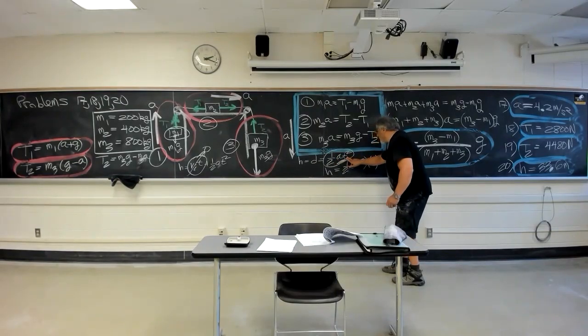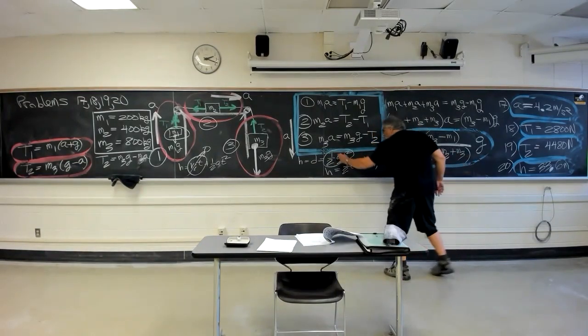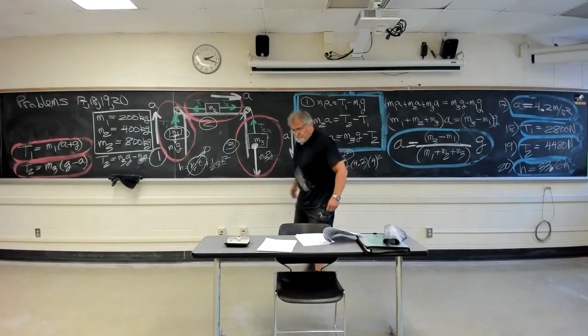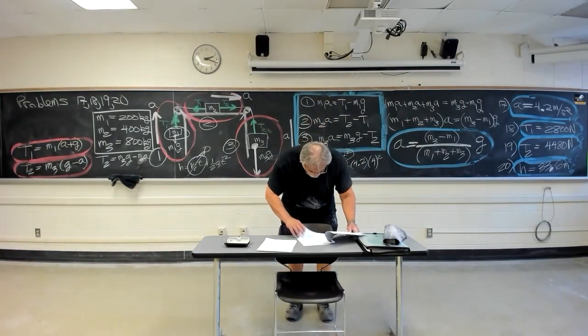1/2 times 9.8 times 4 squared gives you that answer. And that takes you to 17, 18, 19, 20. Okay.